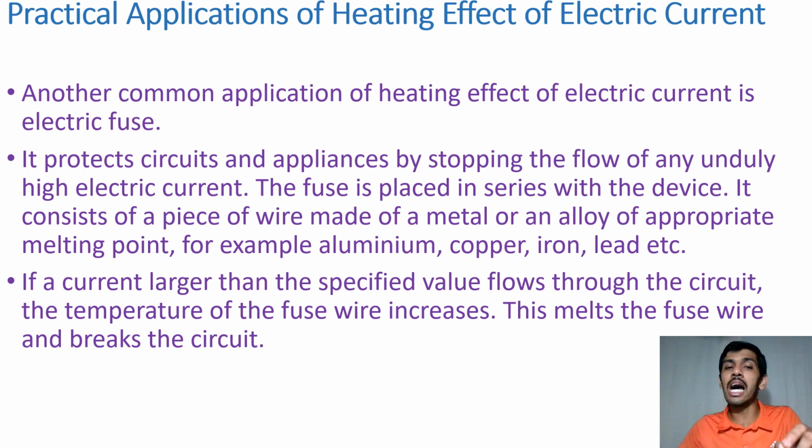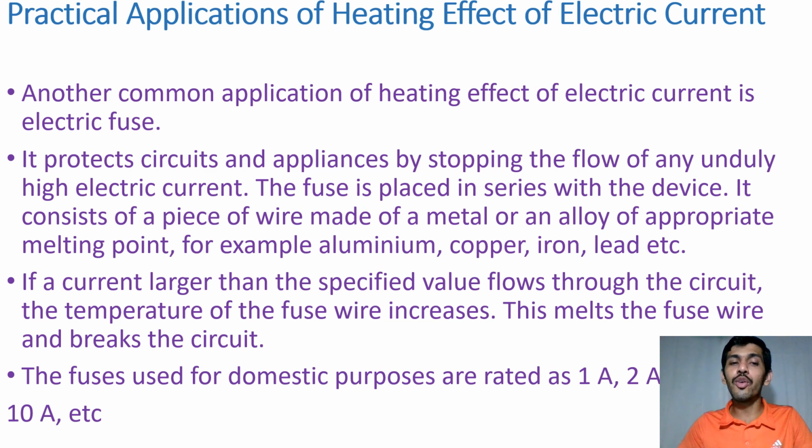Now if a current larger than the specified value flows through the circuit, there will be a specific fuse, say for example, this many amps fuse. So if a current more than that many amps flows through the circuit, that particular fuse wire gets melted and breaks the circuit. What happens? Due to the heating effect, the temperature of the fuse wire increases. If it is more than the melting point of that particular material, it melts and the fuse breaks the circuit. The fuses usually used for domestic purposes are rated as 1 amp, 2 amp, 3 amp, 4 amp, etc., 10 amps, etc.